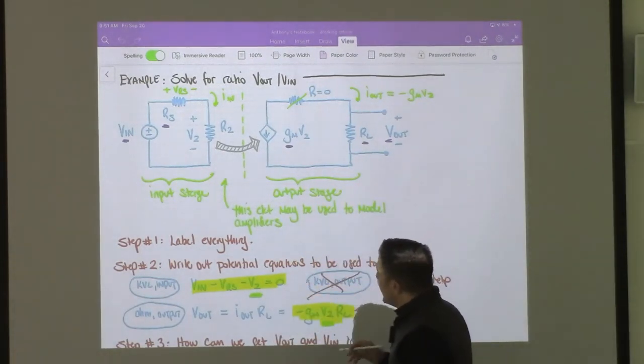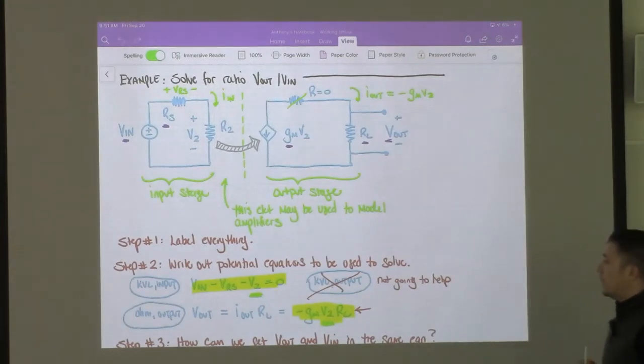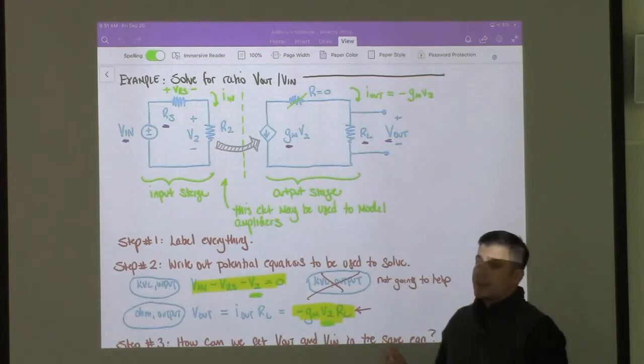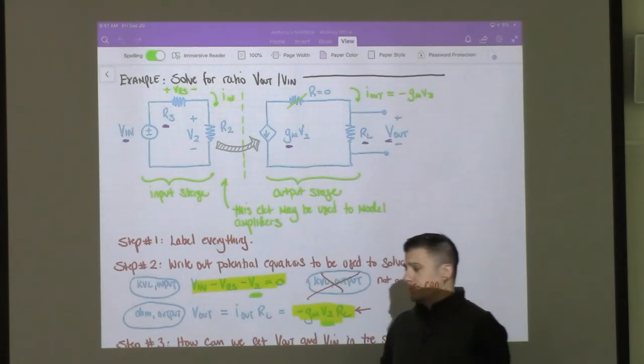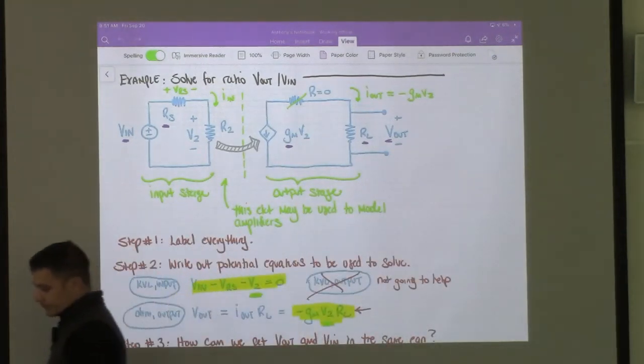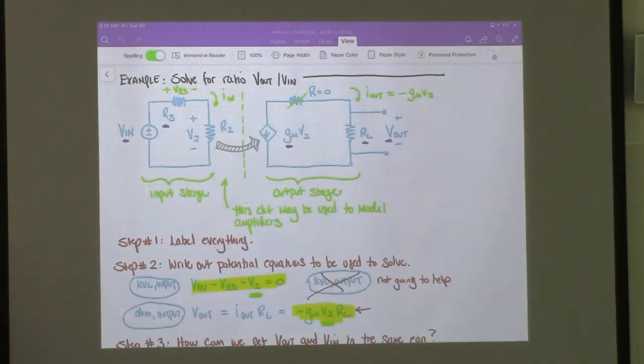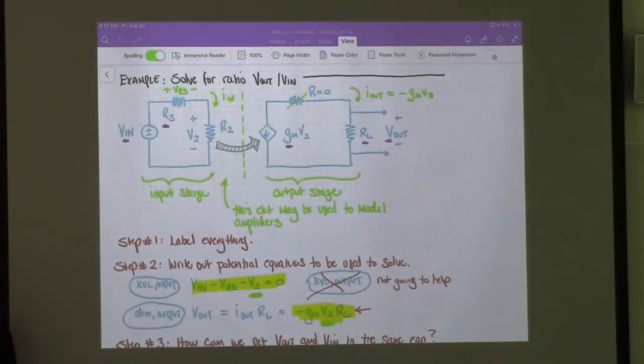So let's write out the potential equations that we can use to solve. Our goal is to get the ratio between V out and V in, otherwise known as the transfer function. Yes? We've gone through a lot of equations for this sort of thing. Are they all just derivatives from the simple ones we know of? Yeah. Really, everything we have used in every single example, every single problem, is KVL, KCL, Ohm's law, and sometimes Millman's theorem. That's it.